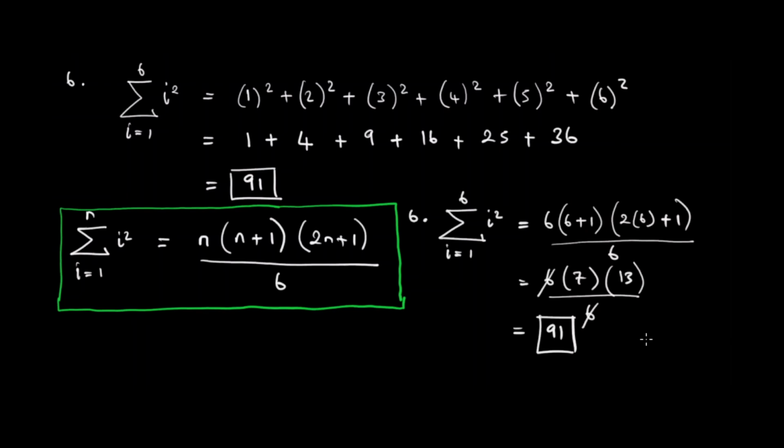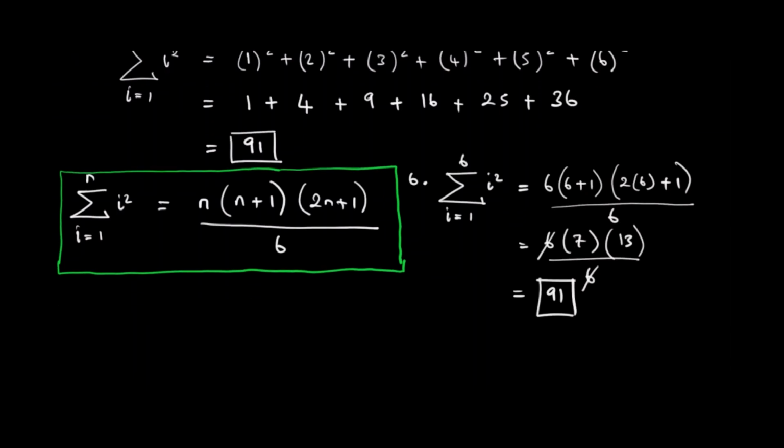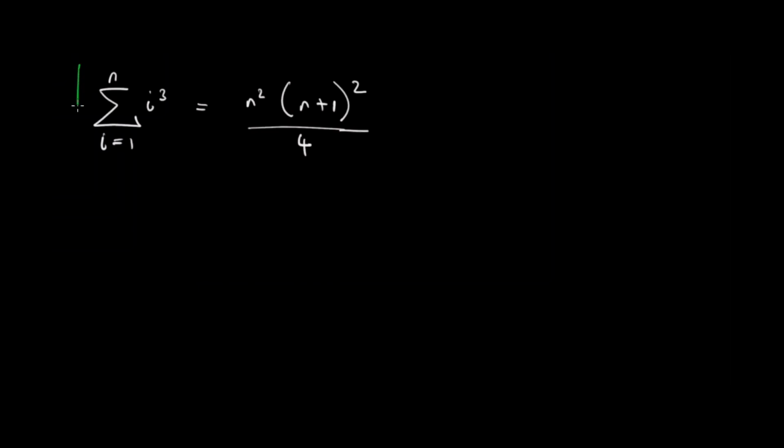Okay, now the last formula we are going to talk about, this is the formula when we have a summation from I equals 1 up to n of I to the power 3, that is I cubed. This is equal to n squared (n plus 1) squared over 4. This is the last one you have to know. So you have to commit this to memory.